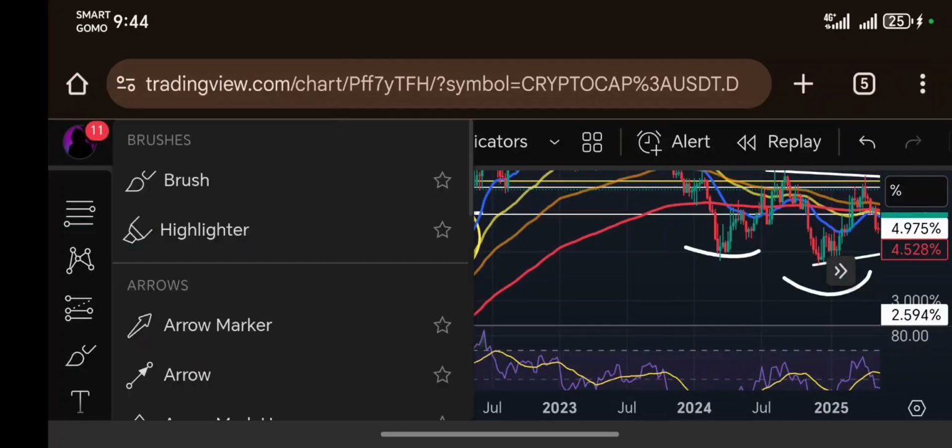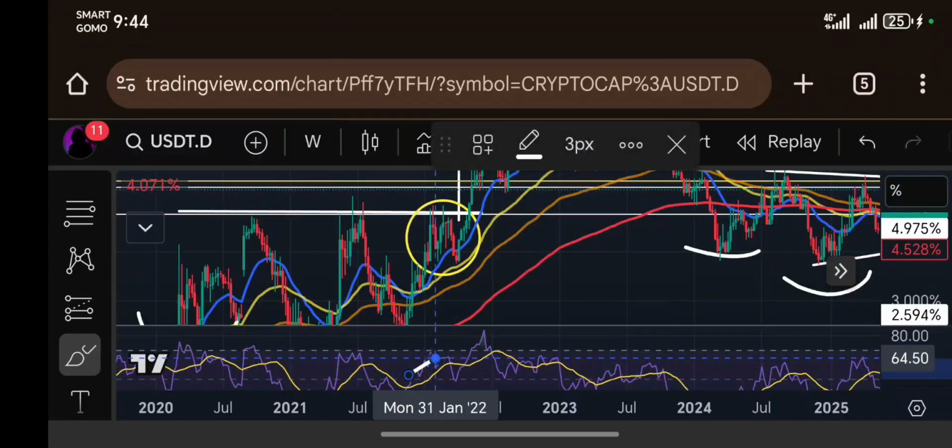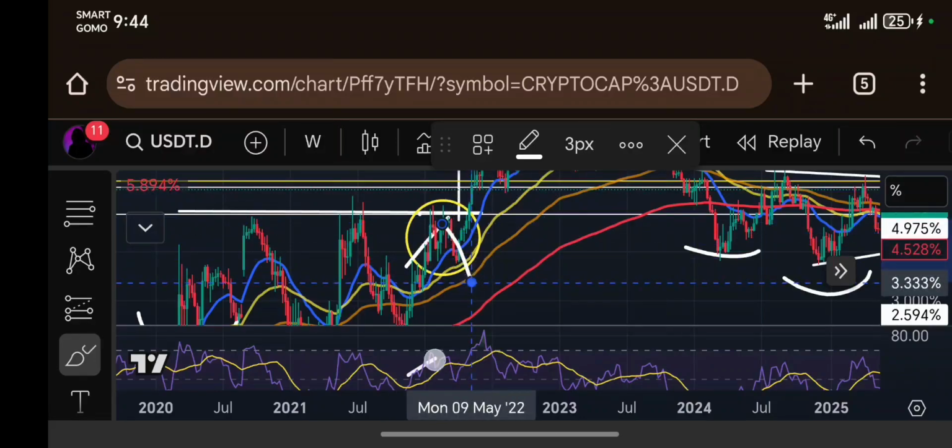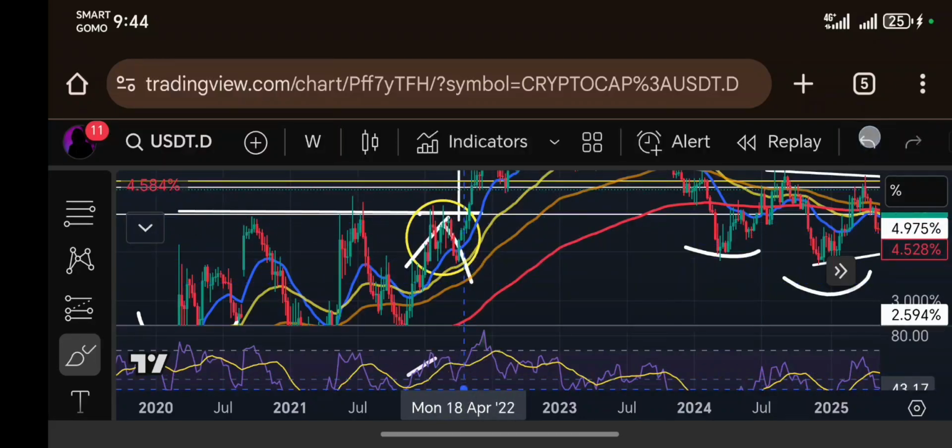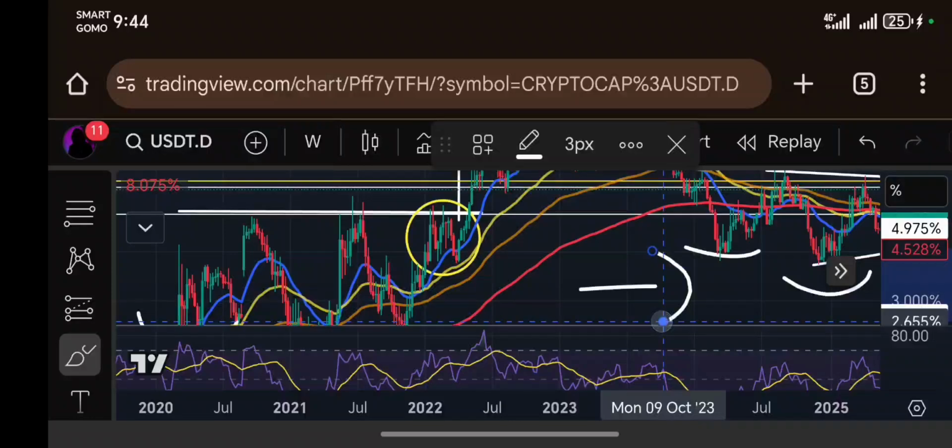Okay, RSI is coming back up, and this one also is coming back up, right? But eventually it comes back down. That's what I'm looking at here.